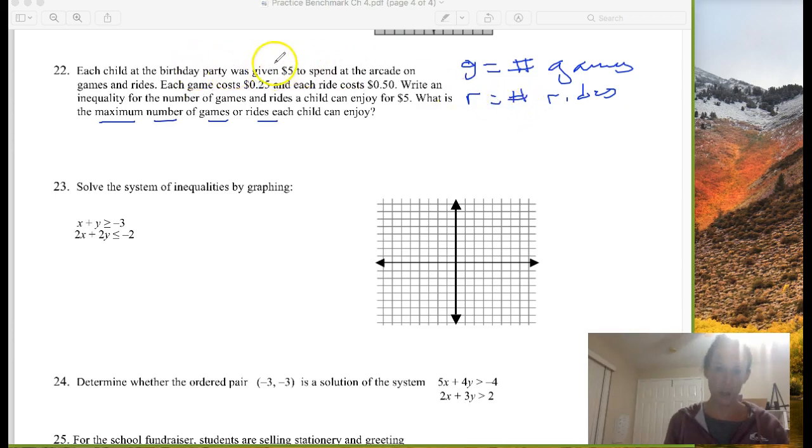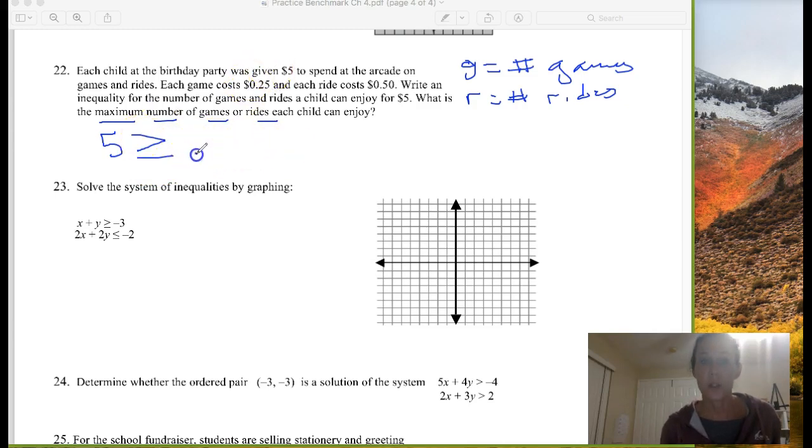All right, let's go back to our information and figure this out. We know he was given $5. So that's all they can spend is $5. Okay. So we're going to write an inequality for the number of games and rides they can enjoy for $5. They can't spend more than $5 because that's all they have. Okay. So we know that all of this stuff that I do, $5 is the most they can spend. So everything has to be less than $5. $5 is the max. It can be greater than or equal to. All of this has to be less than $5.